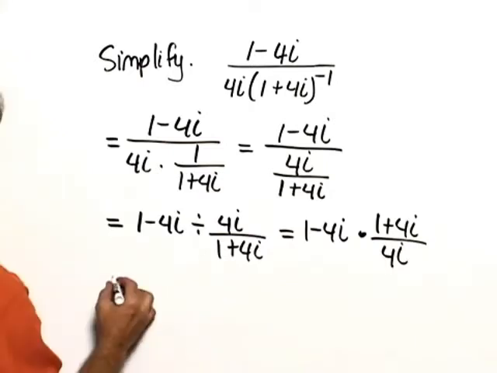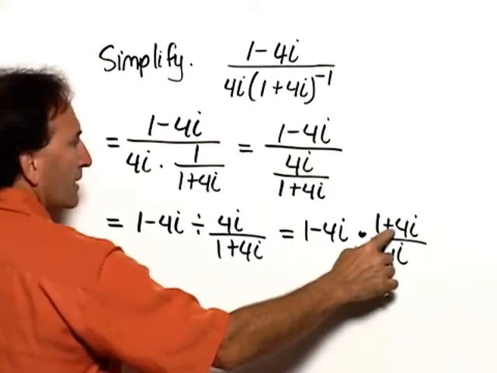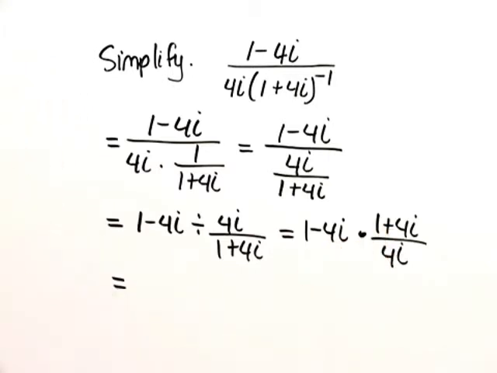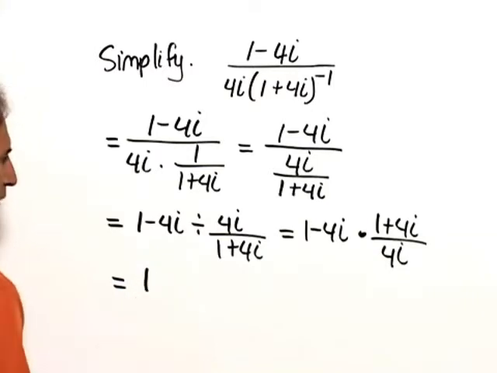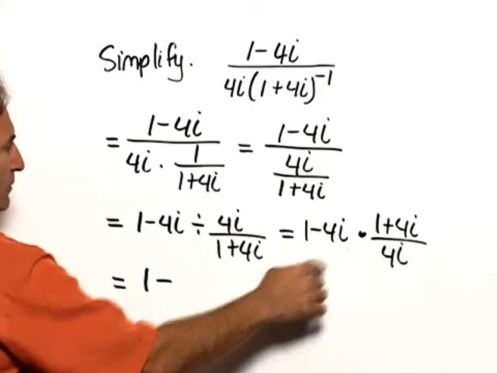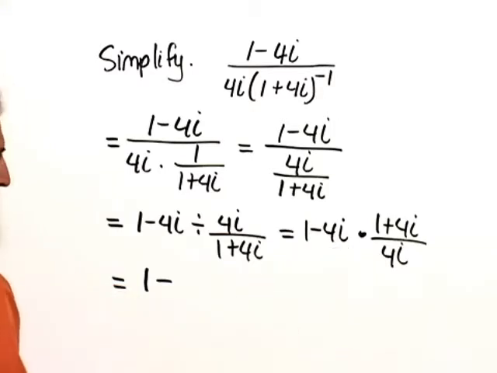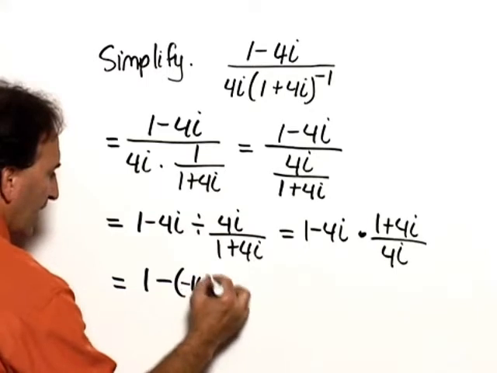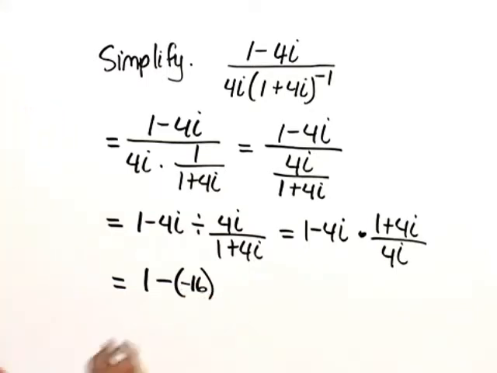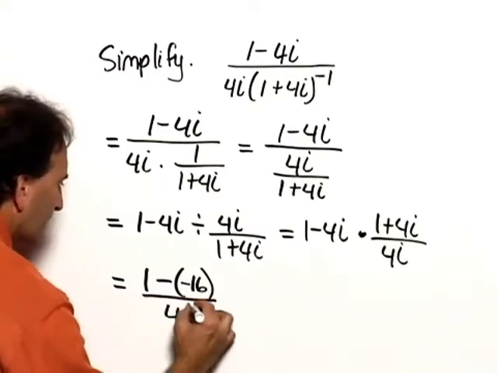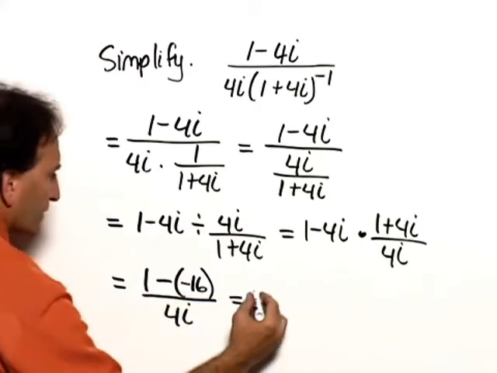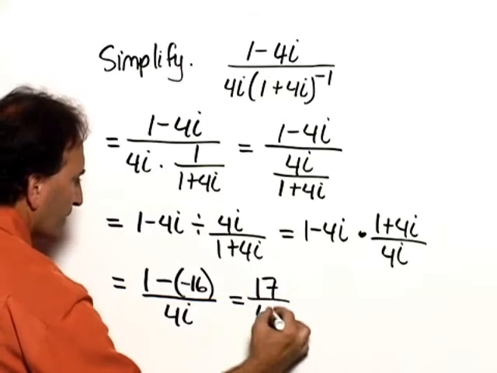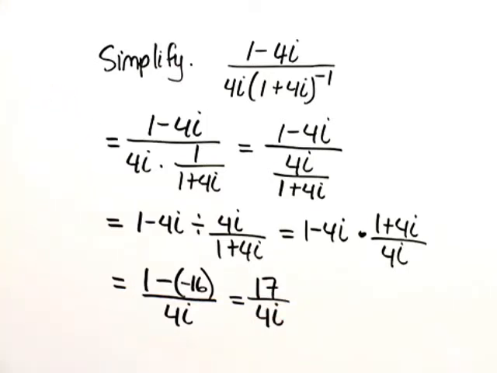Now you'll notice that in the numerator we're multiplying an expression by its conjugate. And therefore we take the first term, which is 1 squared, is 1, minus the second term squared, 4i squared, would be 16i squared. But 16i squared is negative 16. All of that divided by 4i. In the numerator then, 1 minus a negative 16 is 1 plus 16, which gives us 17 over 4i.